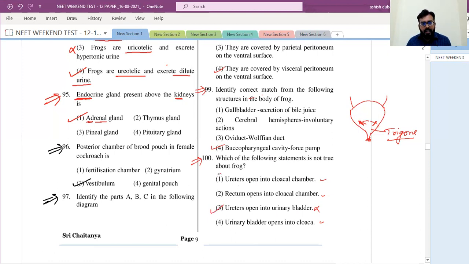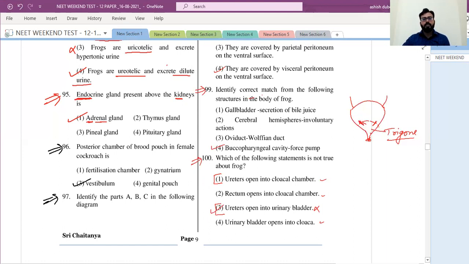See, if you are saying the ureter opens into the cloacal chamber and then you have the option that ureters open into the urinary bladder, so it is 50-50. Either 1 or 3 is the answer. So 3 is the answer. The third is the answer. The urinary bladder does not have openings of the ureter.